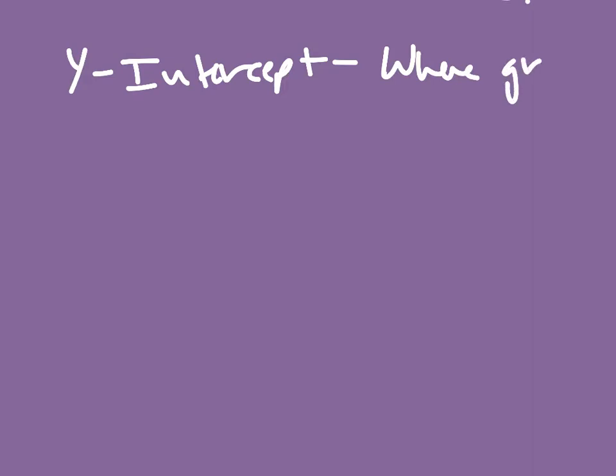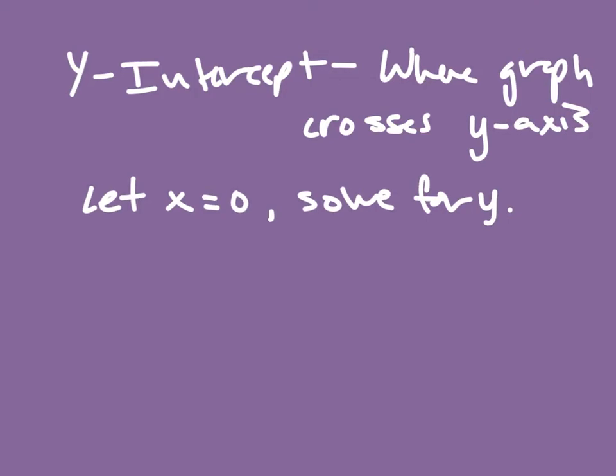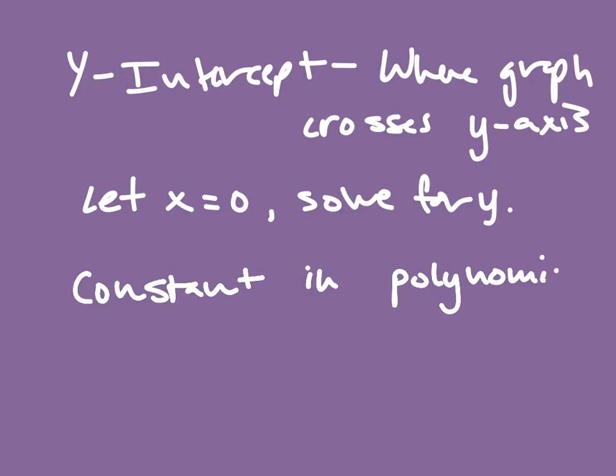The last thing I want to talk about is the y-intercept. Your y-intercept is not only where the graph crosses the y-axis, but you find it by letting x equal 0 and then solving for y. The other thing we also know is that it's the constant in a polynomial. So it's the number that's not associated with a variable, the standalone number.